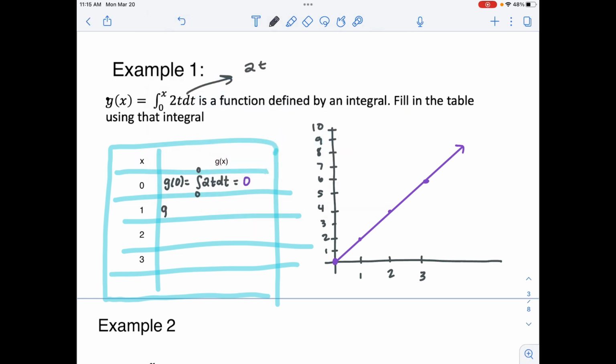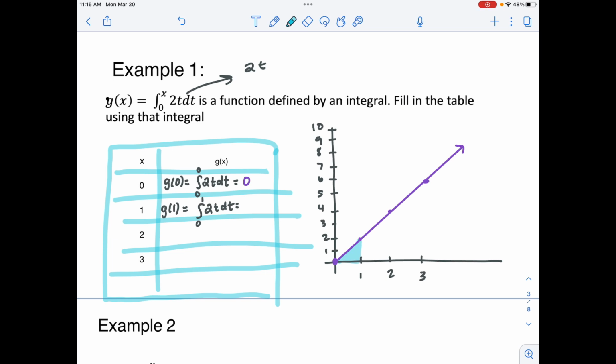Let's try g of 1 now. So I'm going to replace the x with a 1, and I'll do the integral of 2t dt. Now this is going to make a little bit more sense. This is asking me to find the area under the curve 2t from 0 to 1. So just this section right here.